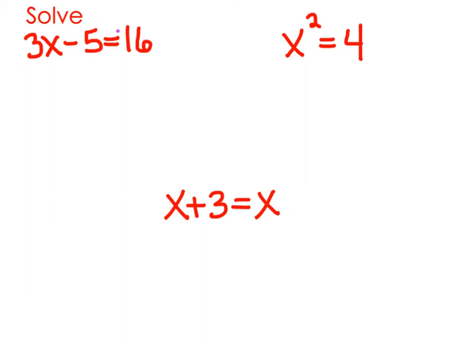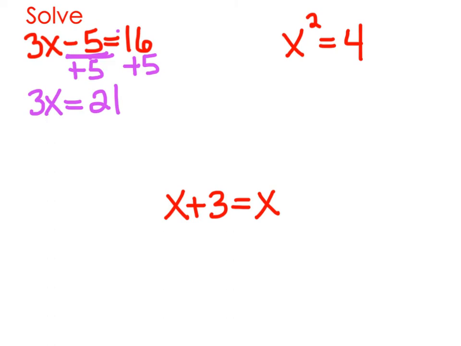So we're going to work our order of operations backwards. So PEMDAS, the last thing is subtraction. Do you see this minus 5? We are going to do the opposite and add 5, and you have to do it to both sides. The addition property of equality says that. So now I've got 3x equals 21.